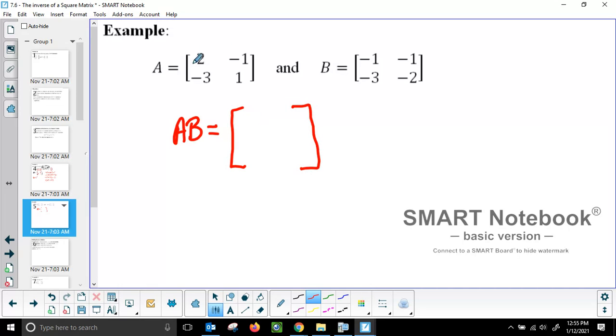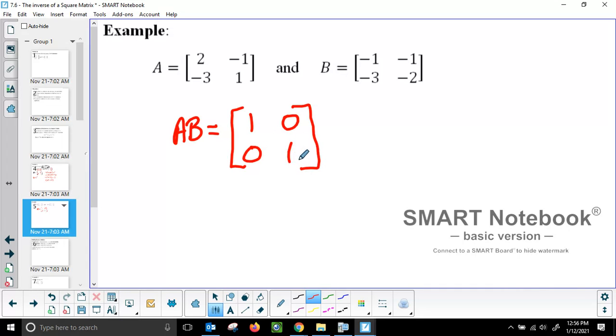So here, first row, first column, I'm going to get -2 plus 3, which is 1. First row, second column, I'm going to get -2 plus 2, which is 0. Here, second row, first column, we're going to get +3 plus -3, which is 0. And here, second row, second column, we're going to get 3 plus -2, which is 1.